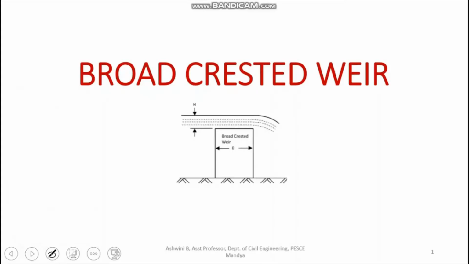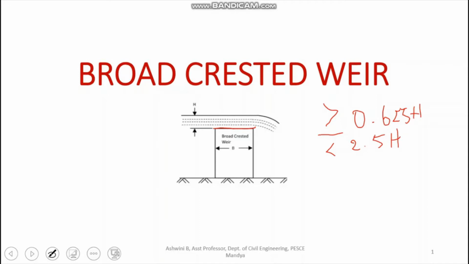Session, let us learn how to conduct an experiment on a broad-crested weir. A weir which is having a wide crest is called a broad-crested weir. This type of weir differs from narrow-crested weirs. If the width of the crest of the weir is greater than or equal to 0.625 h and less than 2.5 h, it is called a narrow-crested weir.